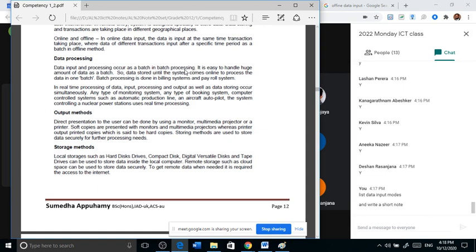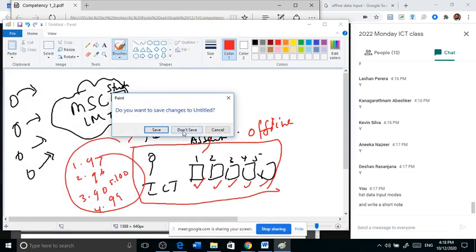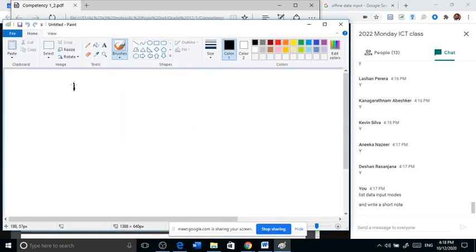Then I'm going to talk about batch processing. Okay, so file new, right? Batch processing.